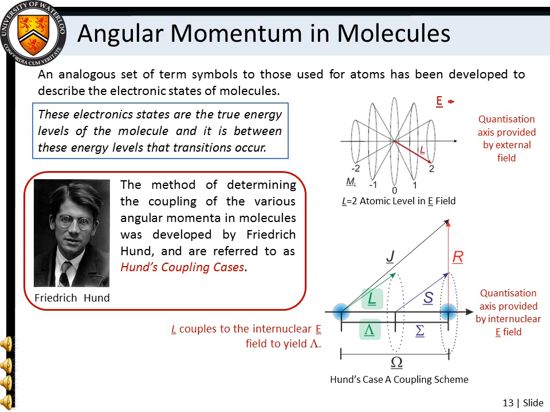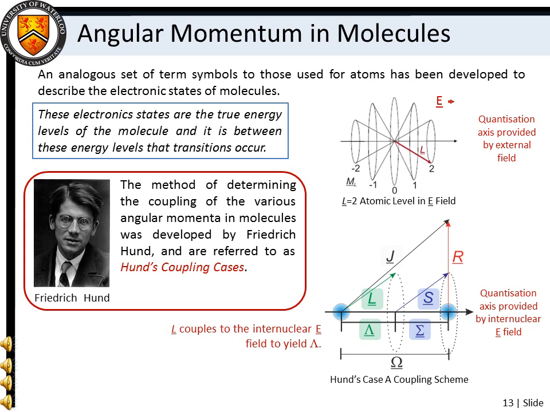Precession of the orbital angular momentum about the internuclear axial electric field produces an axial magnetic field. This provides a quantization axis for the electron's spin angular momentum. Again, for molecules we find that S is not a good quantum number, and instead we describe the total spin angular momentum in terms of its projection onto the internuclear axis. The quantum number that describes the projection of S onto the internuclear axis is the Greek letter sigma.